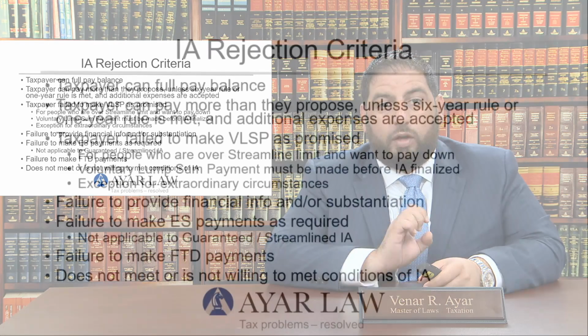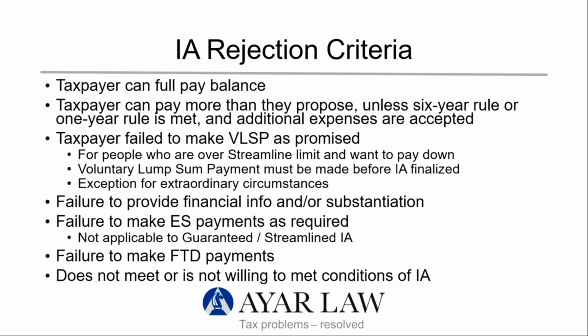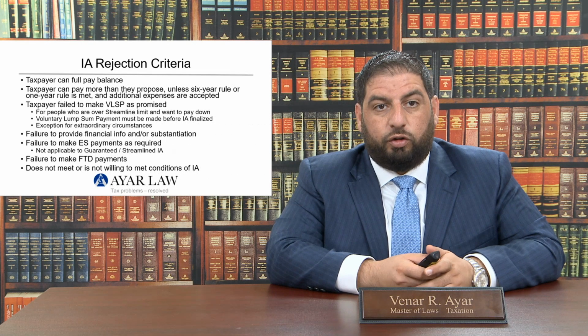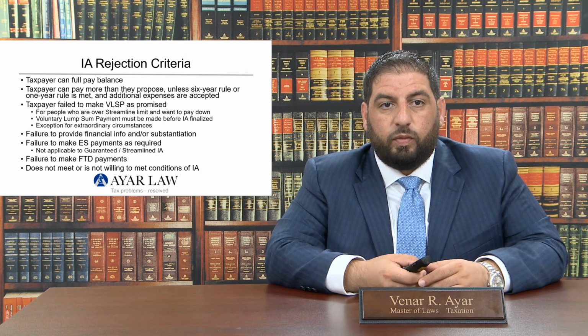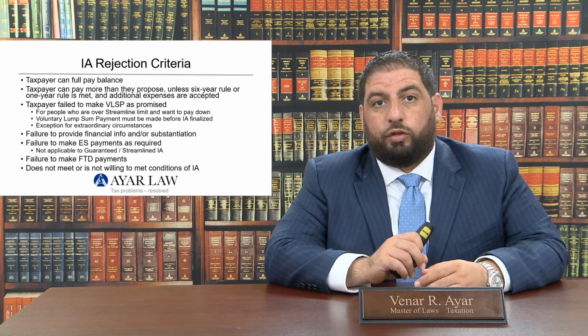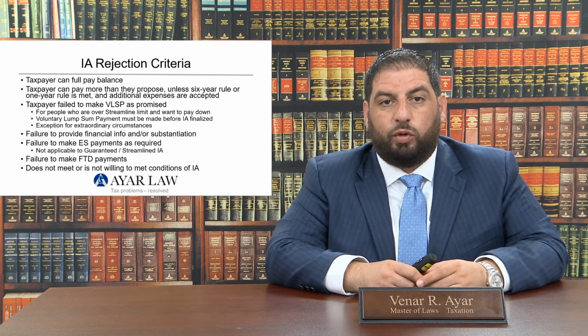Also, if you promise to make a voluntary lump sum payment and it's not processed as promised, remember if you're outside the streamline criteria and you say, well, I owe $110,000, I don't qualify for streamline, how about if I give you $10,000 in the next 30 days, and then you don't give them $10,000, they can reject your installment agreement because you didn't meet the terms. Although they should not do that if there are exceptional circumstances why you can't come up with the money.